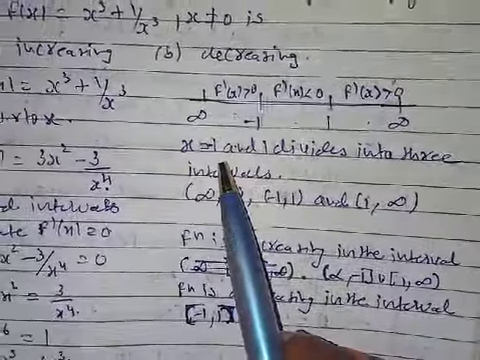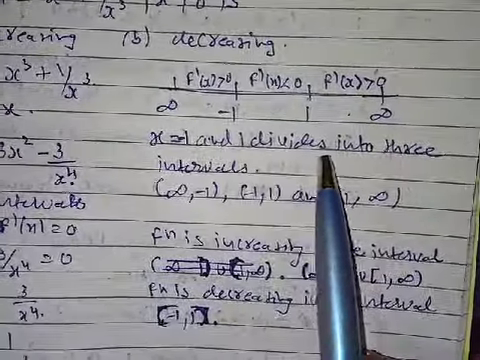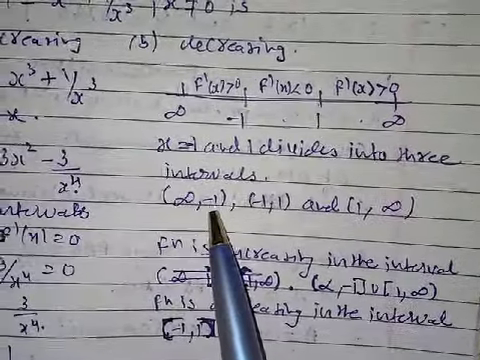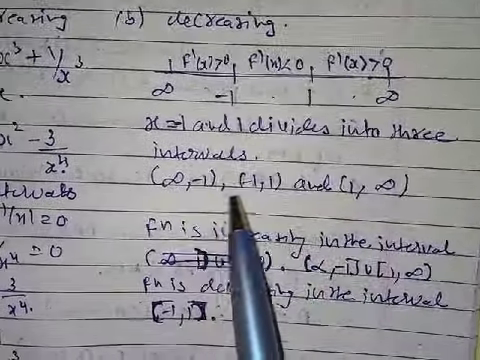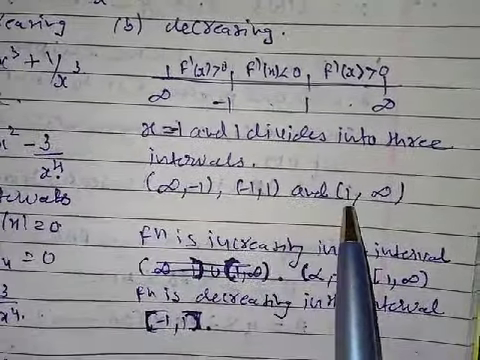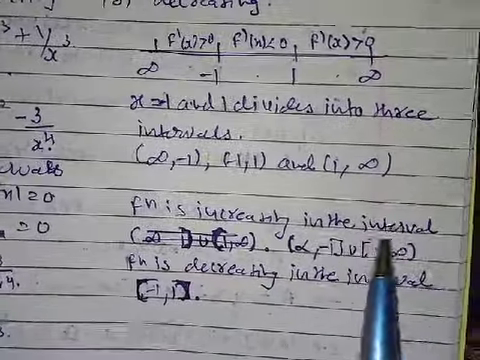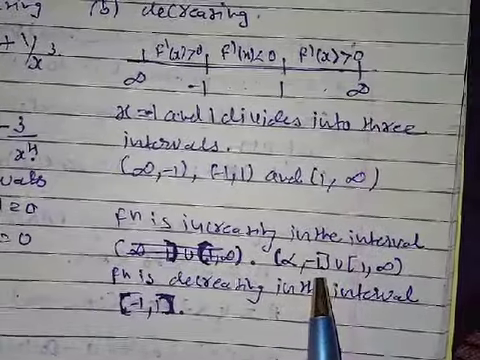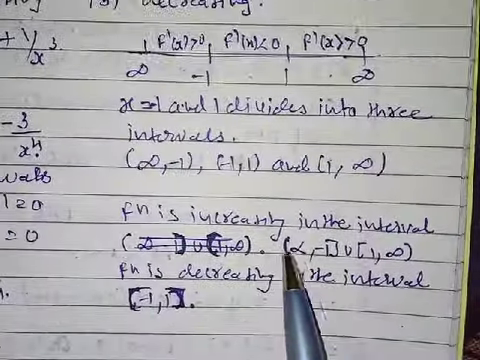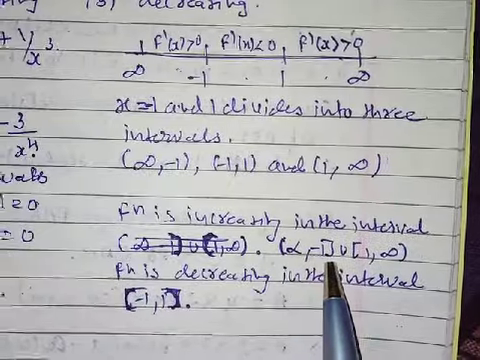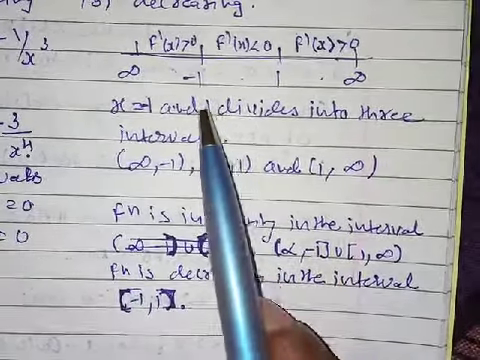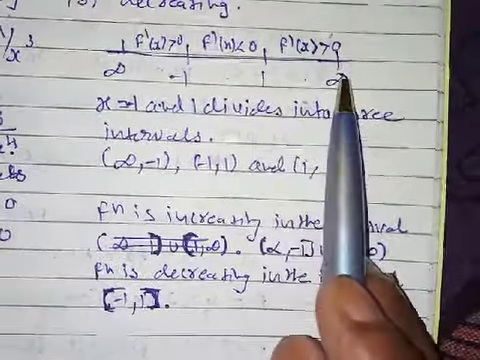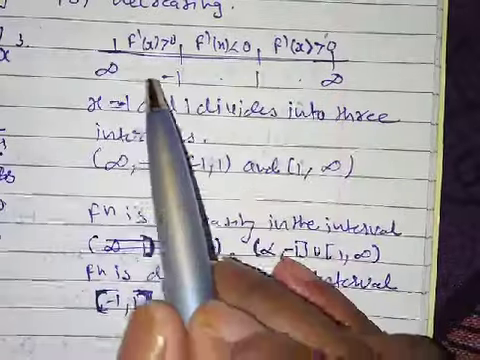So at minus 1 and 1, the points divide the interval into 3: minus infinity to minus 1, minus 1 to 1, and 1 to infinity. So the function is increasing in the interval, is it? We have to say interval in the closed form. Minus 1 is not different, is it? Infinity we cannot take, so this is an open interval, minus infinity to minus 1 union from 1 to infinity, not in between. It is increasing, is it?